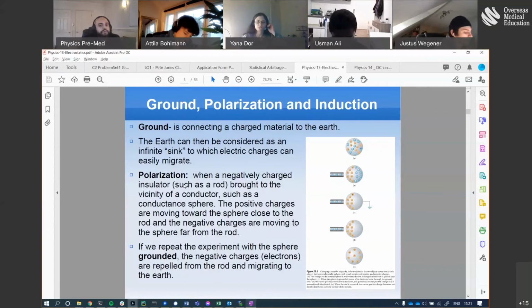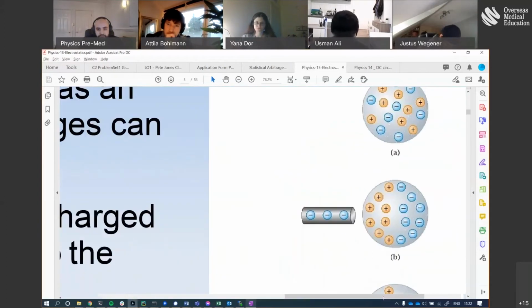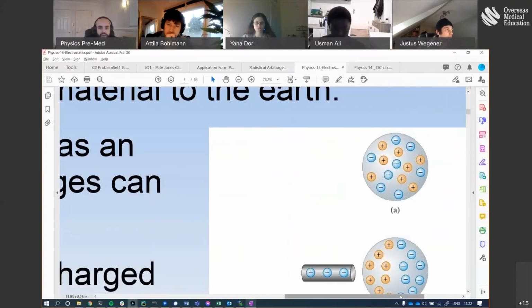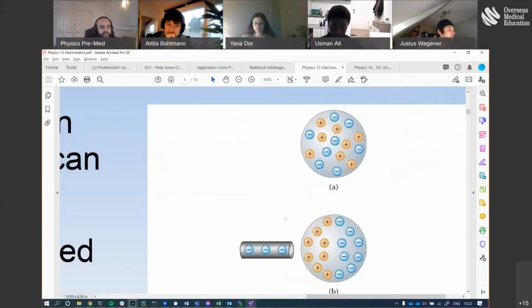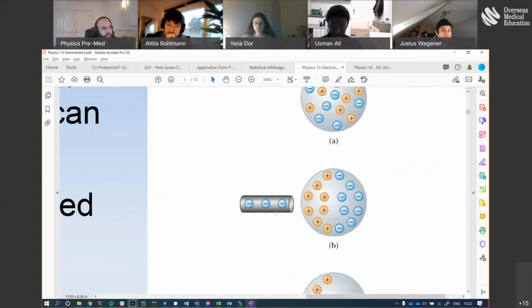So in this example, you have a sphere that is uniformly charged, and you separate the charges in the sphere by putting something that is negatively charged on one side. If we zoom in here, we put a little object that's negatively charged on the left side of the sphere. Because it's negatively charged, it's going to pull all the positive charges towards it and push all the negative charges away from it. Now I connect the sphere to the ground.